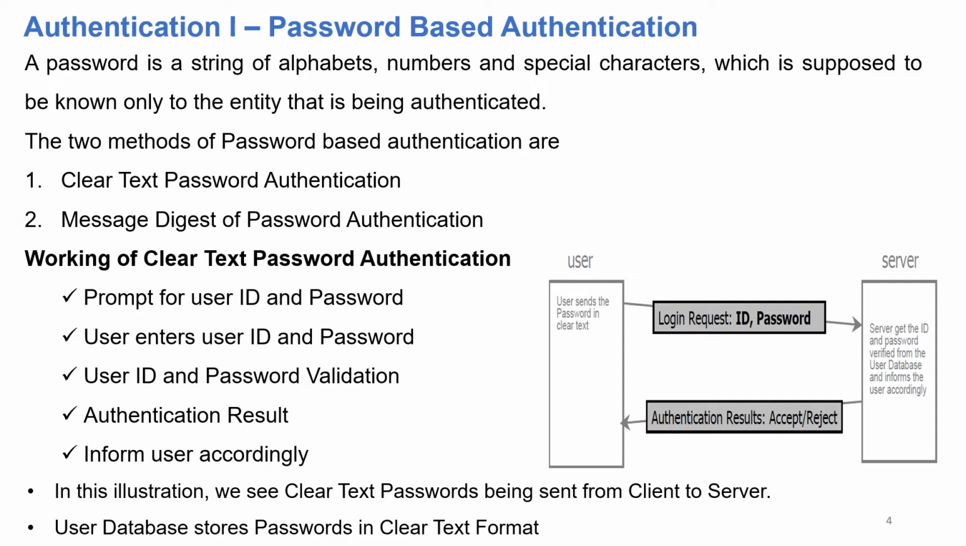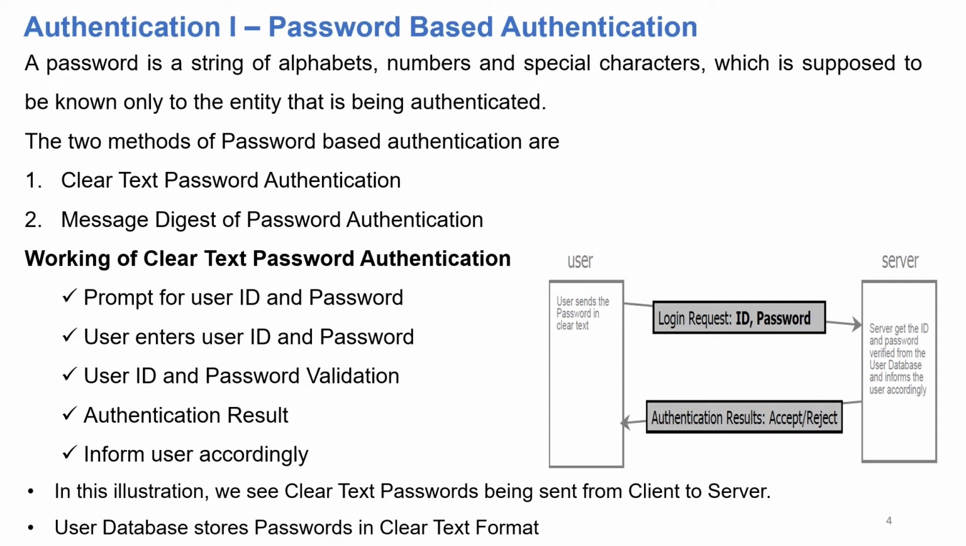So once the server receives the user ID and the password, the server will validate them. Once it is validated, that is, it says yes, this user ID belongs to this certain person or entity, the server will then authenticate the result. Authenticate meaning it will either accept or send a rejection result back to the user, and this is informed to the user accordingly.